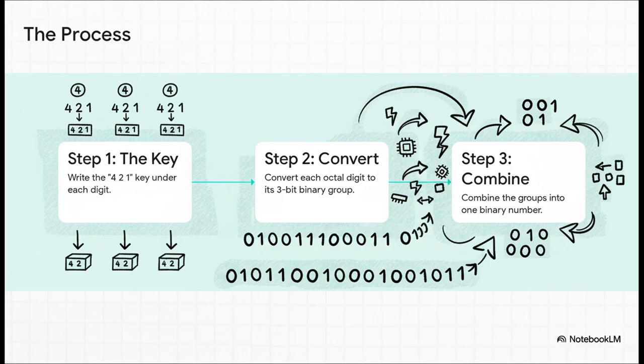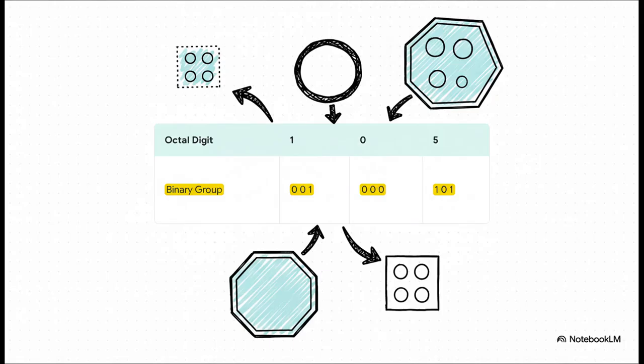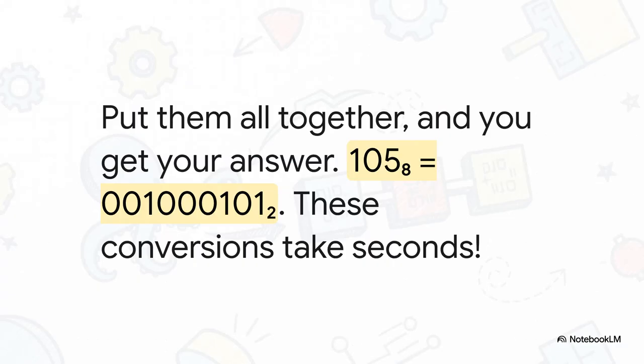Step 1, you write down your 421 key. Step 2, you convert each digit one by one into its 3-bit group. And step 3, you just combine them all into the final answer. So for the 1, that's easy. We just need the 1 from our key, so we get 0, 0, 1. For the 0, it's even easier. We don't need any of them. So that's just 0, 0, 0. And we already know the 5 from our last example. That's a 4 and a 1, which gives us 1, 0, 1. Now you just smash them all together, and there you have it. 105 in octal is 001 000 101 in binary. Seriously, once you have that 421 key memorized, these conversions take just a few seconds.